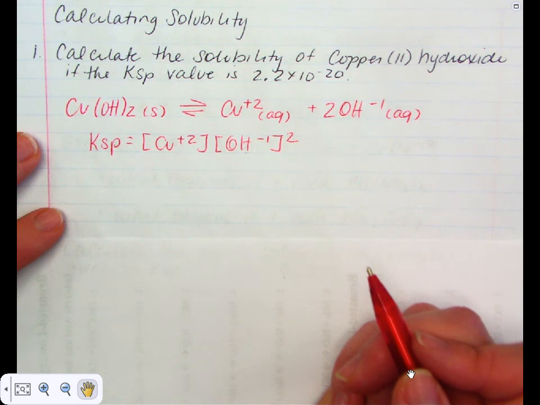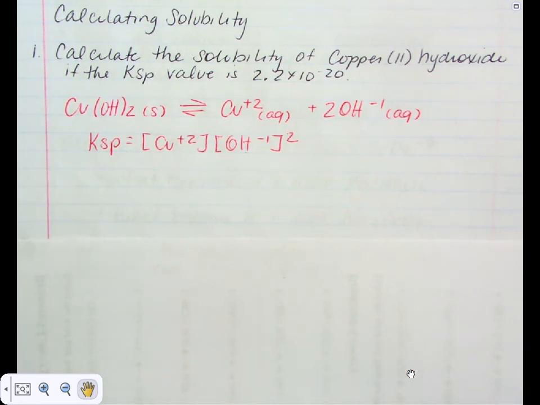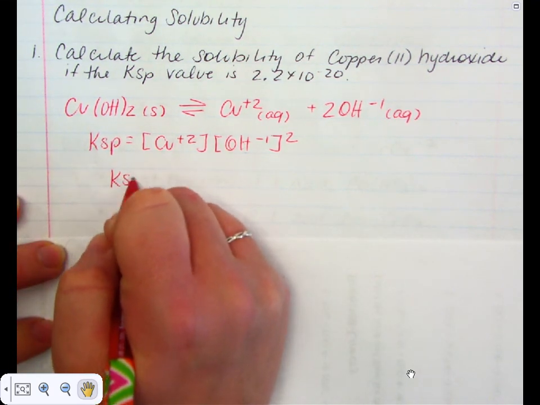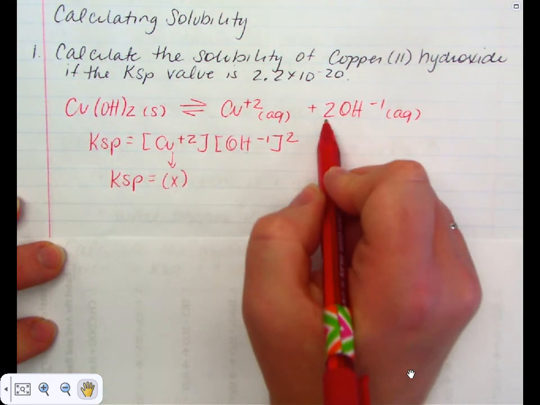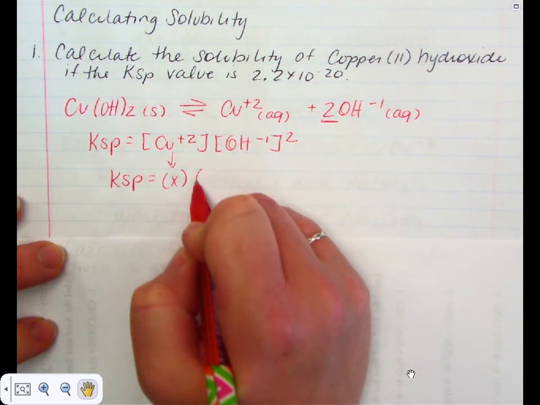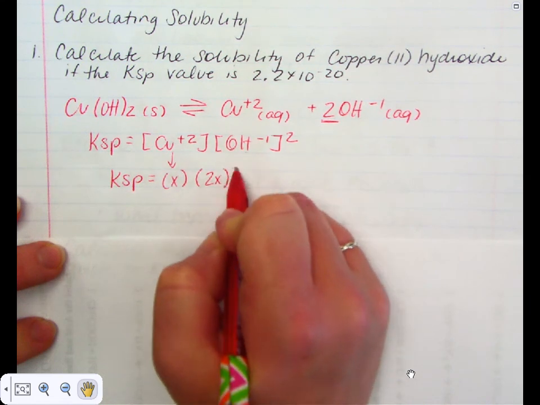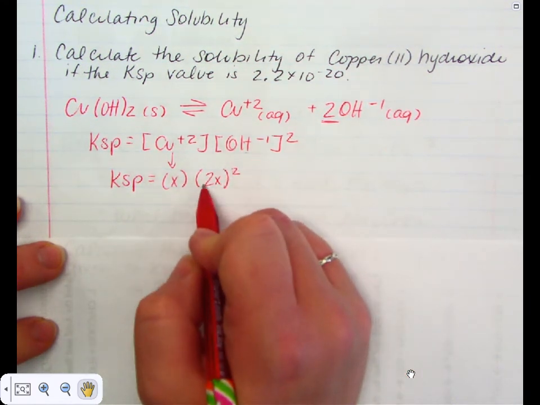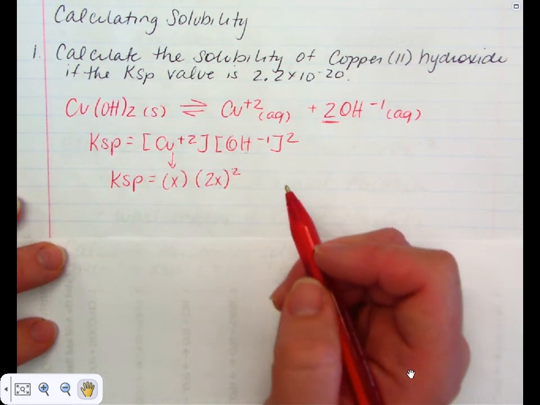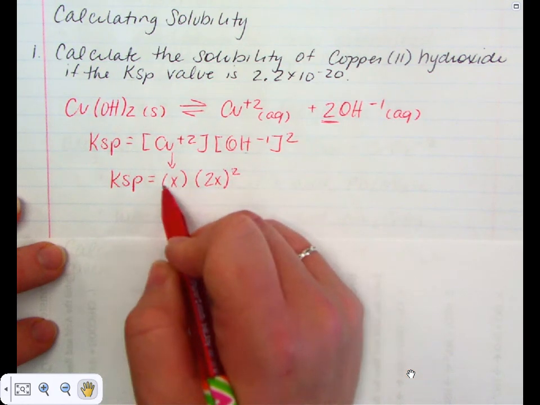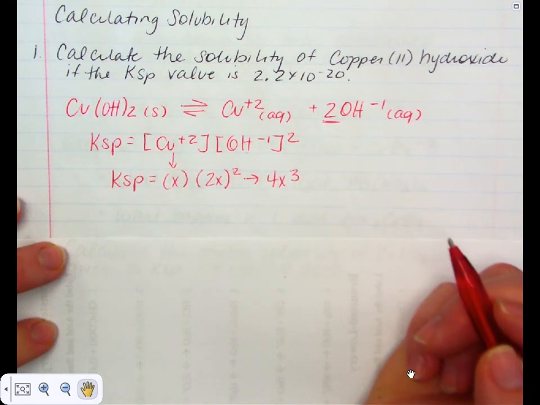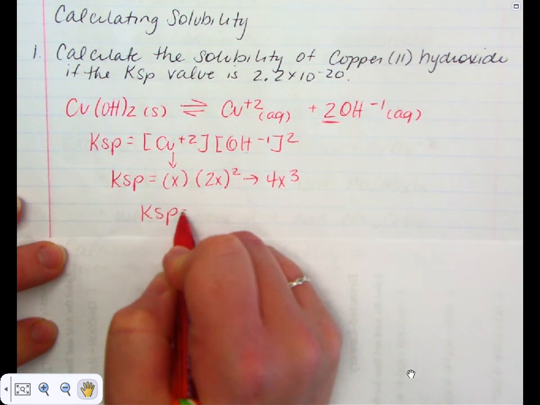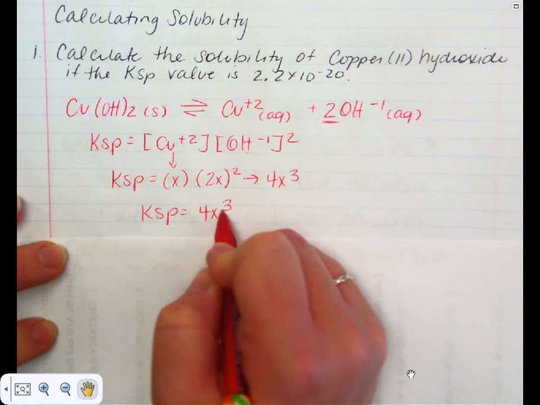Okay. So we need to get our x term because we want to solve for x. So let's get an x term. That means that Ksp is going to equal, well, this guy's just going to be x. And we've got 2 OH, so this one's going to be 2x squared. So we know 2 times 2 is 4. So we're going to have 4x squared and x, so that's going to give us 4x cubed. All right, so now Ksp is equal to 4x cubed.